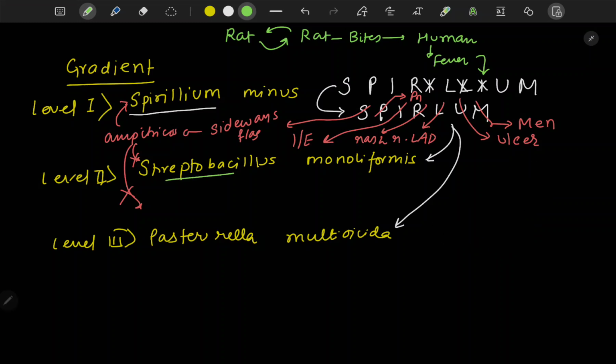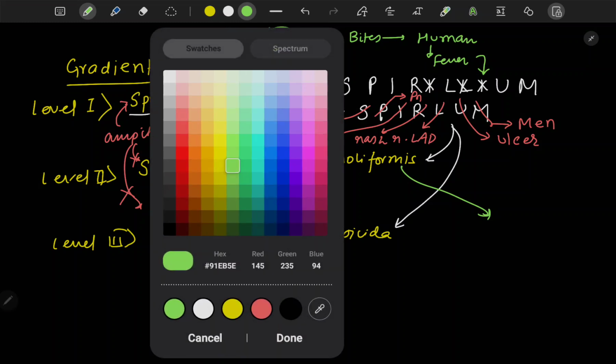Exactly the same with Streptobacillus, just that there is an additional component. How to remember that additional component? Strepto. What else is Strepto? Streptococcus, famous for pharyngitis. So in that way I can remember that Streptobacillus also has a pharyngitis component.